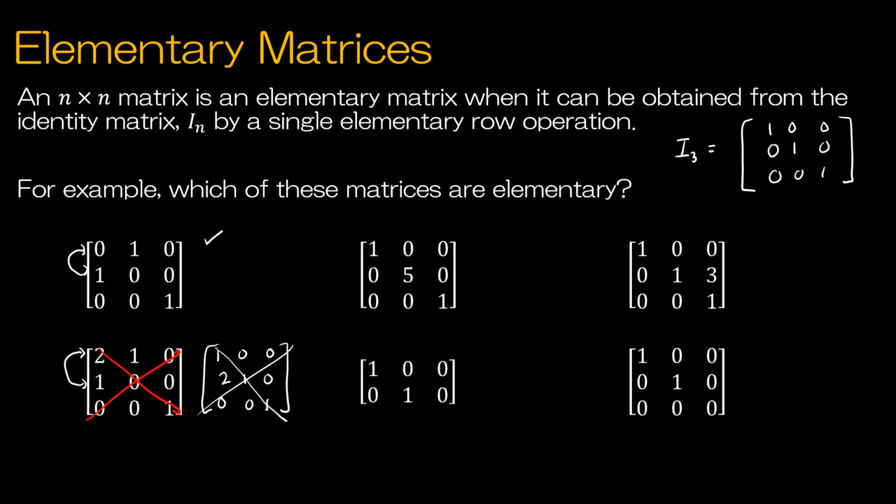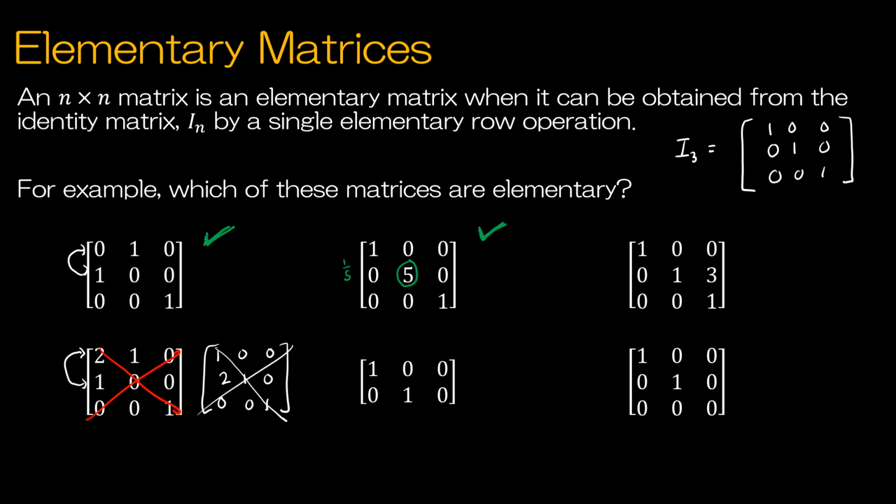Let's take a look at the next column of questions. I'm going to go ahead and put a green check mark next to this one. Looking at 1 0 0, that's where I want it to be. 0 0 1, that's where I want it to be. And it looks like the only thing wrong with this is that it's a 5. So I could take this times 1/5. That would be one row operation to get me back to the identity. So because it's one row operation, it is an elementary matrix.